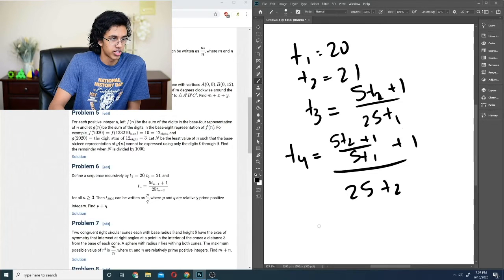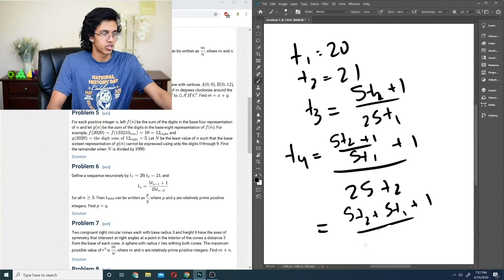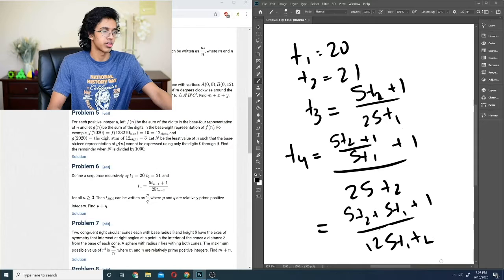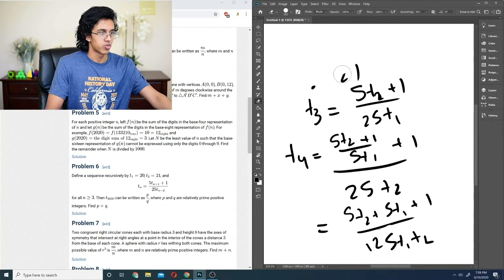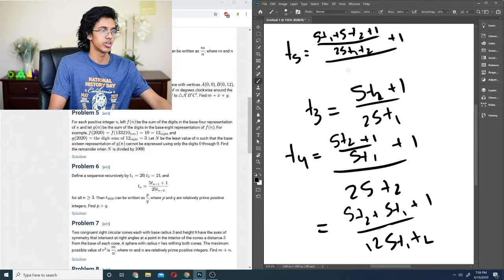So if we want to simplify this, let's try it. We basically get that as 5T2 plus 5T1 plus 1 over 5T1 over 25T2. So if we combine the denominators, we get 125 T1 T2. Now we can get rid of this stuff because we don't need that anymore, and we can find out what T5 is. T5 is basically going to be 5 times T4, so it's going to be 5T1 plus 5T2 plus 1 over 25 T1 T2 plus 1 over T3, which is 5T2 plus 1 over 25 T1.